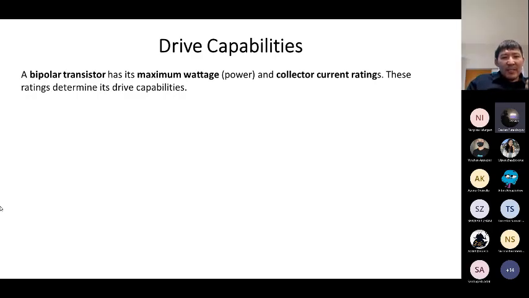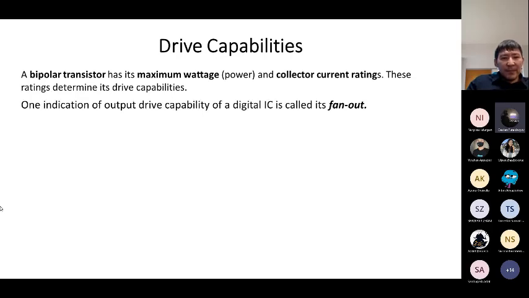So it determines its drive capabilities. So you should understand what the drive capabilities are. But we're not studying bipolar transistors. In our digital systems courses, we're using integrated circuits, and here we should understand an interesting parameter.